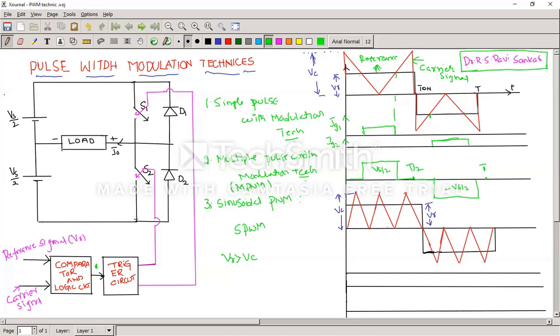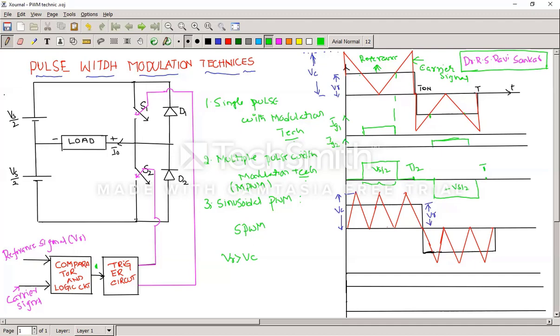Now in this case, previously the positive voltage was from 0 to T by 2, but now the positive voltage is only from this point to this point. So we are changing the width of the pulses to control the output voltage. But the frequency is the same as the frequency of the carrier signal.